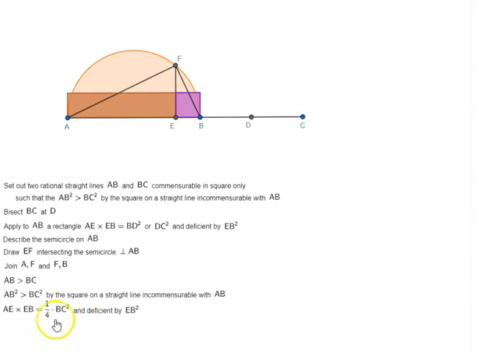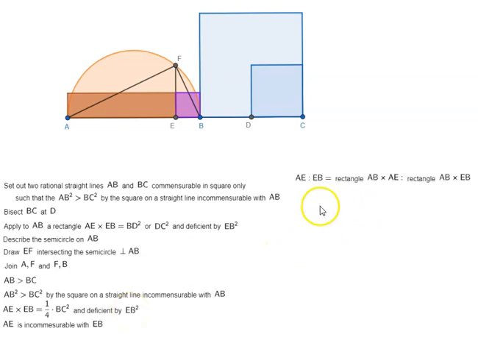And we see this AE by EB rectangle is equal to 1/4 of BC square, deficient by EB square. So what is that 1/4? Remember, this is the square on BC and we took the midpoint and we made this rectangle equal to this square, deficient by EB square. So this square is 1/4 of this square on BC. What this basically means is that AE is incommensurable with EB.